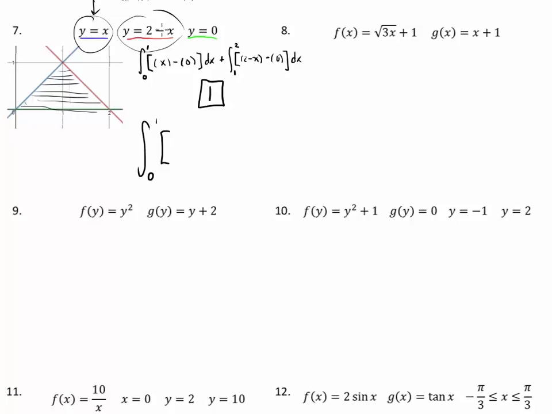This one is just going to be subtract 2 from both sides, so y minus 2 equals a negative x, and multiply by a negative to both sides, so negative y plus 2 equals x. Okay, so this top is negative y plus 2 minus the bottom, which is x, or sorry, y, because it's in terms of y, dy. And if I type that into my calculator, I will also get an answer of 1.